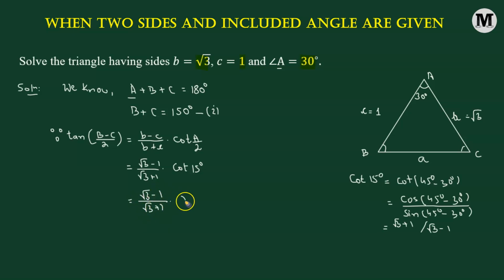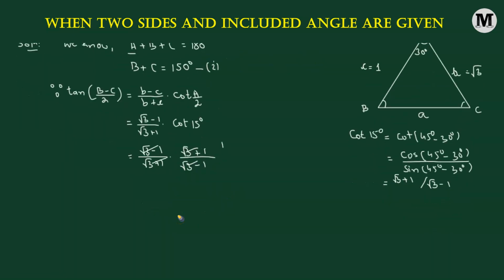So we have square root of 3 minus 1 over square root of 3 plus 1, multiplied by square root of 3 plus 1 over square root of 3 minus 1. Here the terms cancel out, leaving us with 1, which means tangent of (B minus C) over 2 equals 1. Now 1 is simply tangent of 45 degrees. So we can get rid of the tangent function on both sides, giving (B minus C) over 2 equals 45, or B minus C equals 90 degrees.